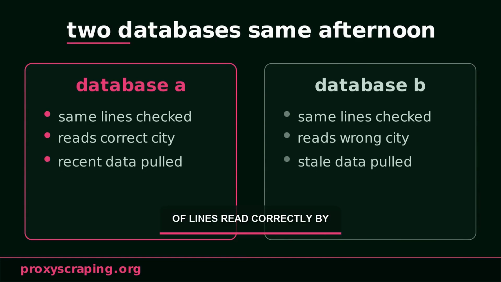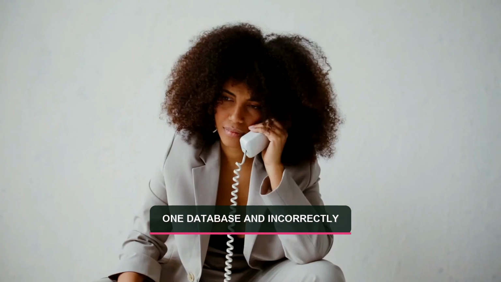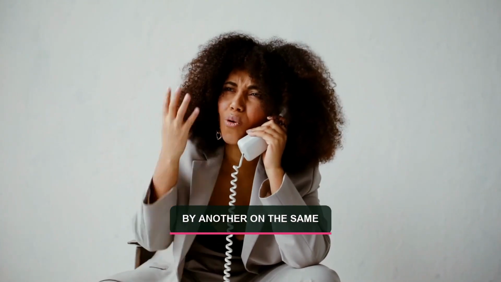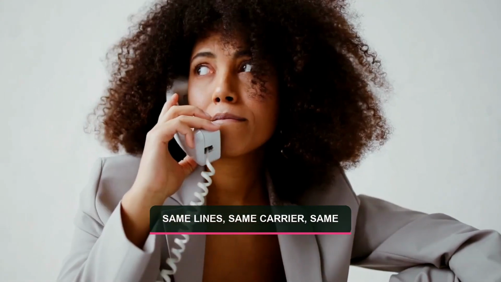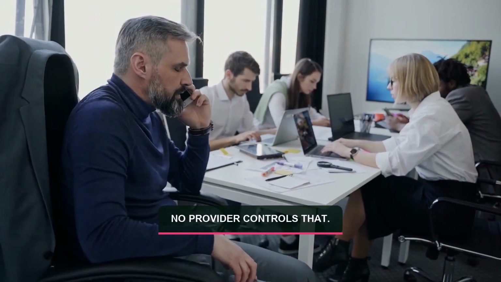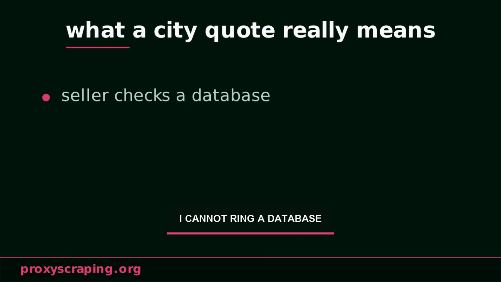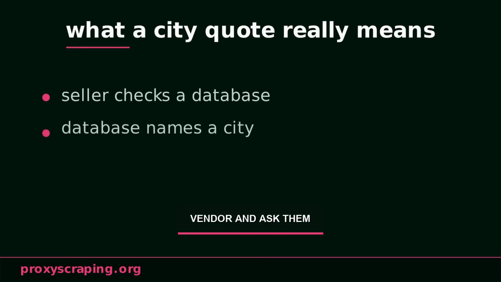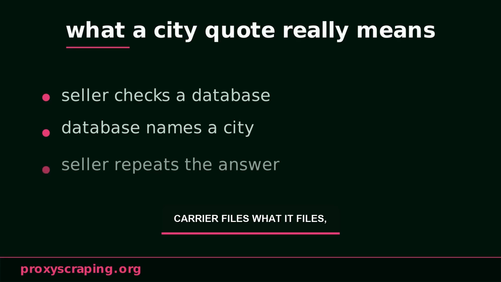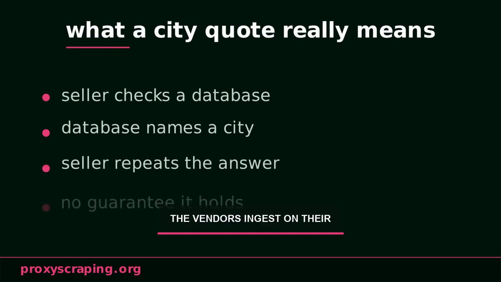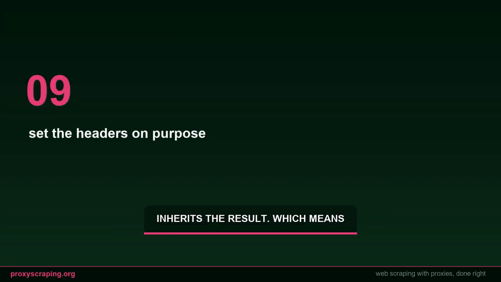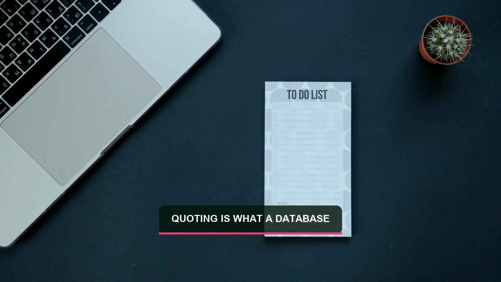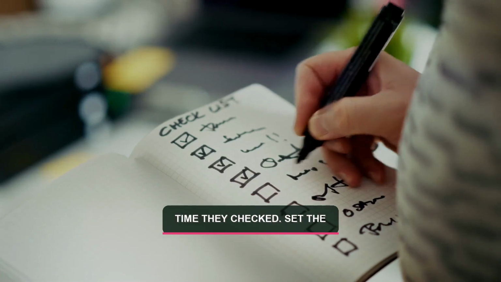I have had a block of lines read correctly by one database and incorrectly by another on the same afternoon. Same lines, same carrier, same shelf, 2 answers. No provider controls that. I cannot ring a database vendor and ask them to move my shelf. The carrier files what it files, the vendors ingest on their own schedule, and everyone downstream inherits the result. Which means when a seller quotes you a city, what they are quoting is what a database happened to say the last time they checked.